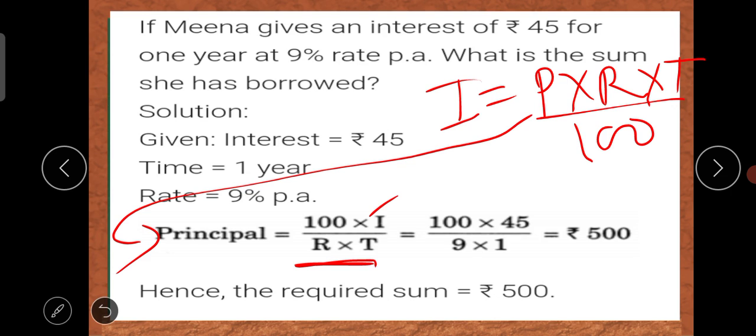So put the values: 100 multiplied by 45 over 9 multiplied by 1. Cancel this: 9 1s are 9, 9 5s are 45. So 100 into 5 equals 500. So the principal given here is 500 rupees.